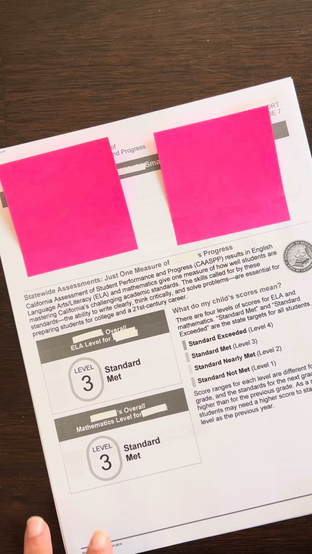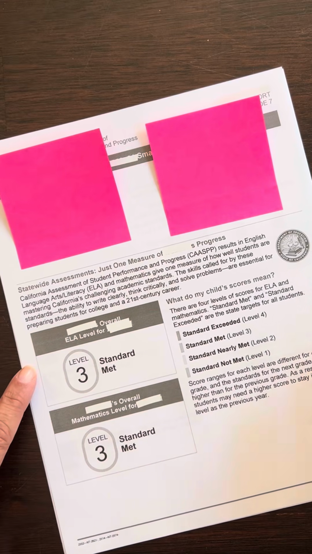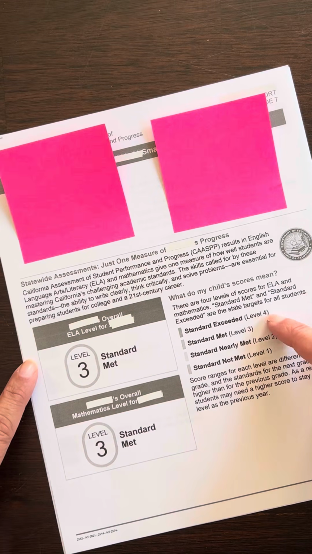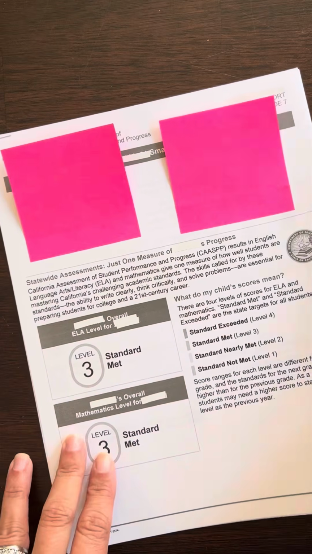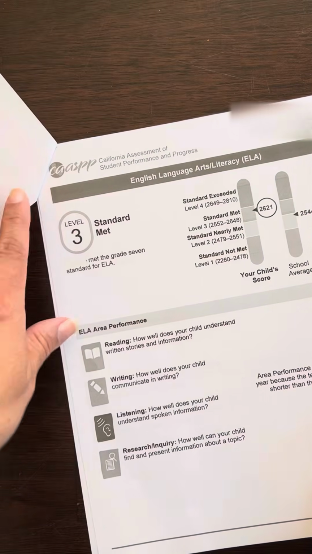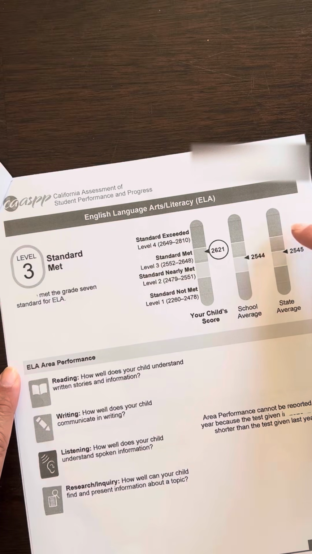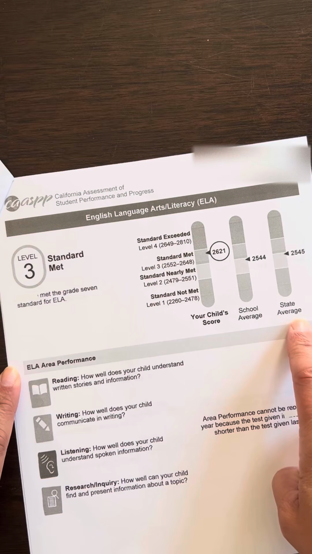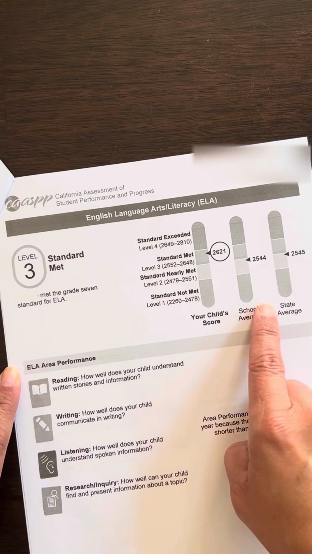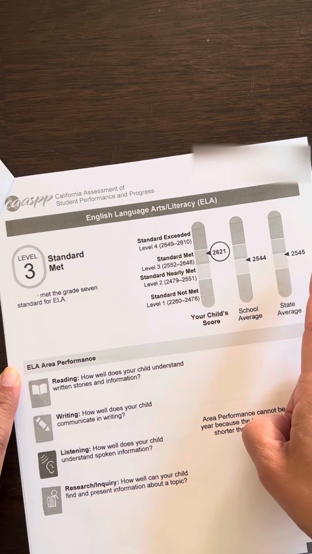And this is the report that the parent gets. The first page tells you if the standard is not met, standard nearly met, standard met, or standard exceeded. So here you can see the student met the standard in both language arts and mathematics. And then you get another chart which tells you the same thing. This is usually in color, so it has red, yellow, green, and blue, I think. And here we have the state average, which, as you can see, is not meeting the standard. It's standard nearly met during whatever year this was.